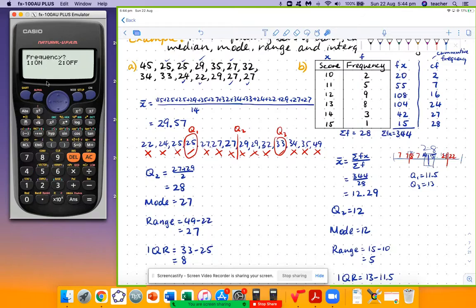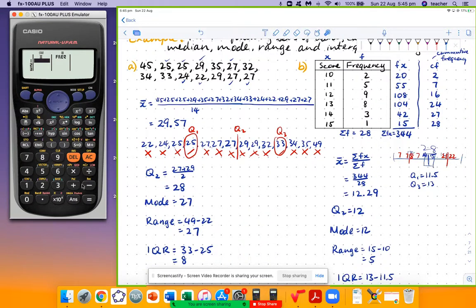We're going to press 4, and you can see we can have frequency on or off. So if I want to turn it off, then I'm going to press 2, and then you can see the frequency is gone. So if I want to turn it back on, then Shift, Setup, down arrow, 4, and we're turning it back on. So what we're going to do with this information is we're going to put all of this into the table, and then we'll put the frequencies in.